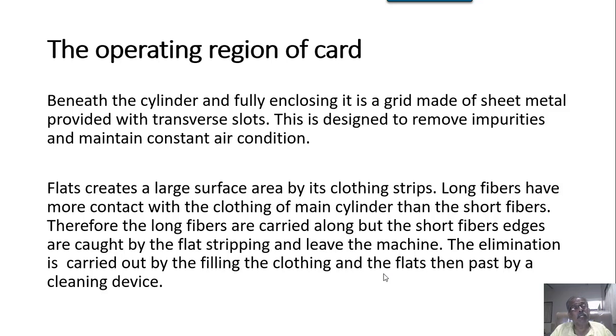Now one can say, see, read this thing. Below the cylinder, a fully enclosing grid element, sheet metal provided with transverse slots. This is designed to remove the impurities and maintain the constant air condition. Now, here we will slightly discuss the effect of air currents, since this point has come here. Air currents play a vital role not only in carding but in the blowroom also.